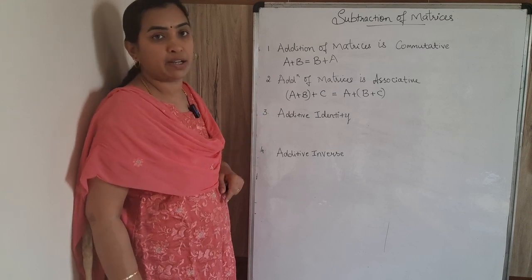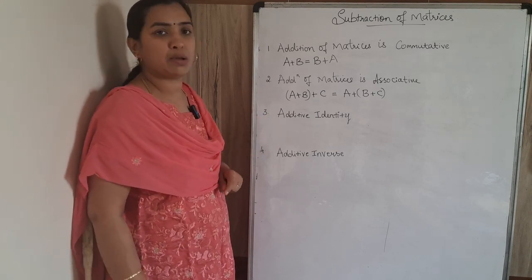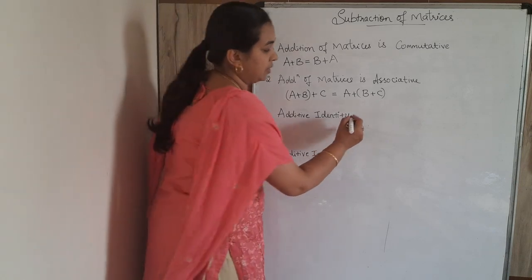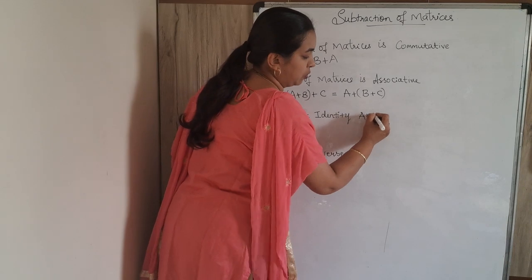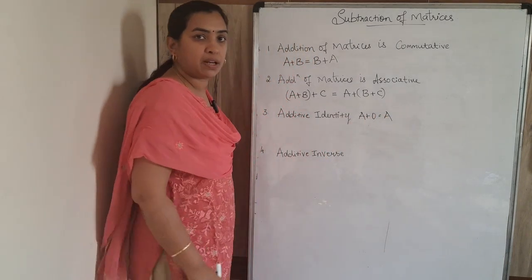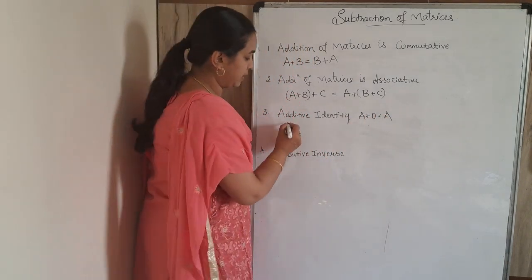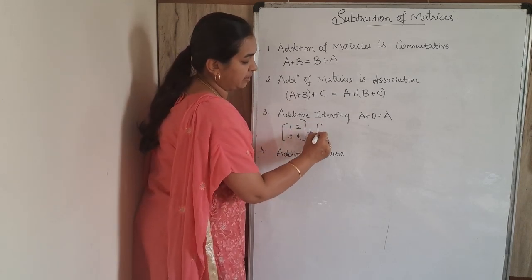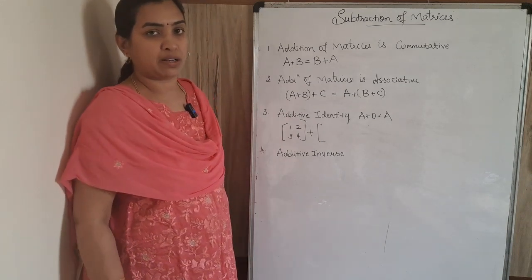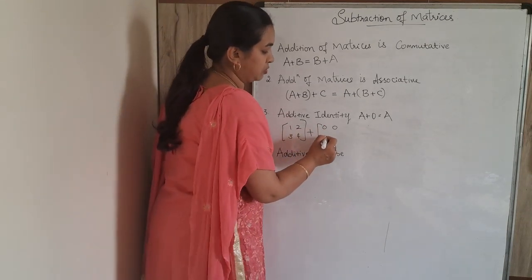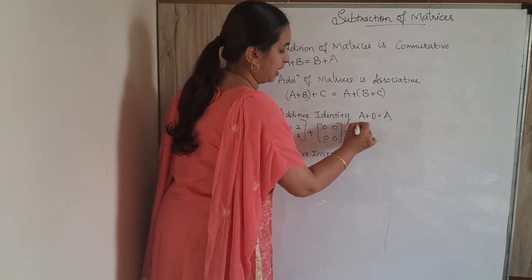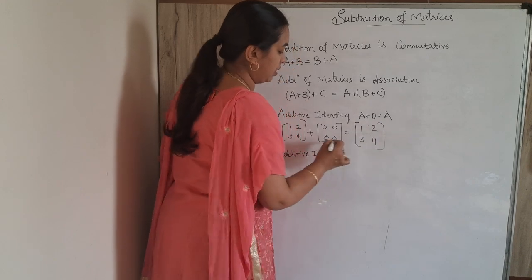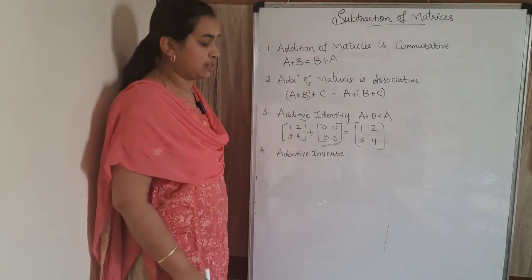Next is additive identity. For any element, if you add 0, you will get back the same element. So suppose A plus 0 is equal to A. Similarly, in case of matrices, for example, I will take a matrix 1, 2, 3, 4, and if I add a 0 matrix, that is 0, 0, 0 and 0, you will again get back the same matrix. So this will be your additive identity.